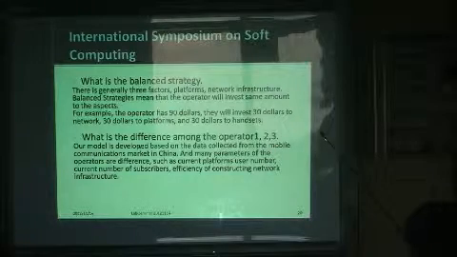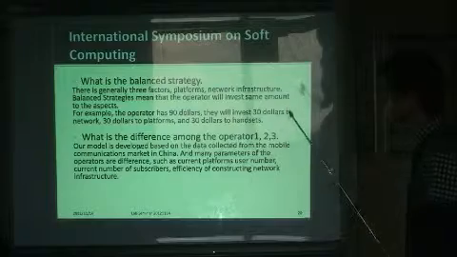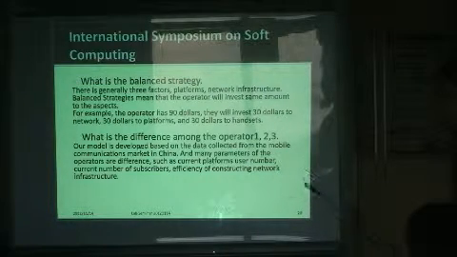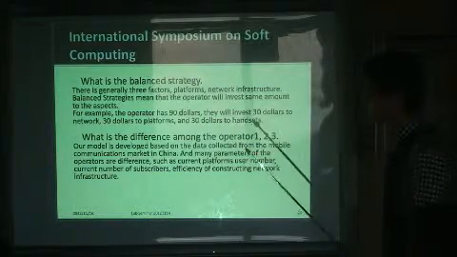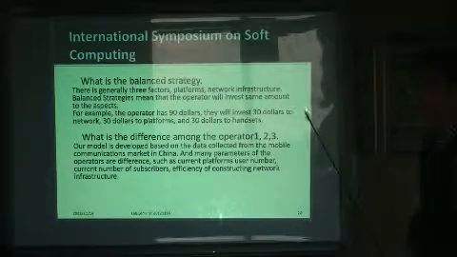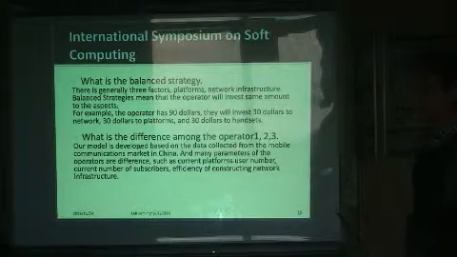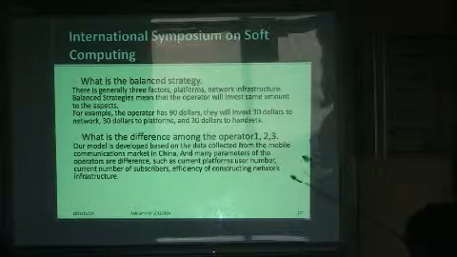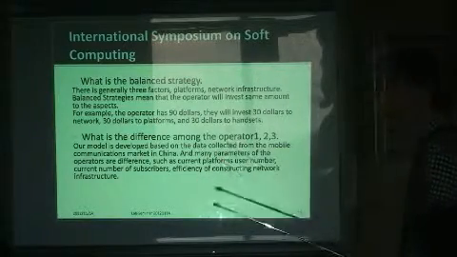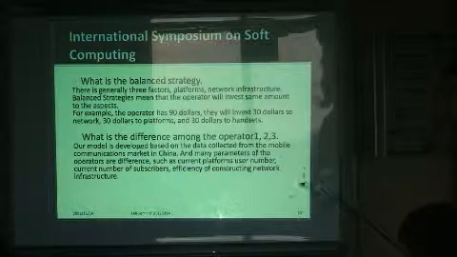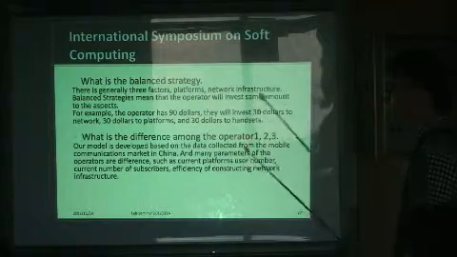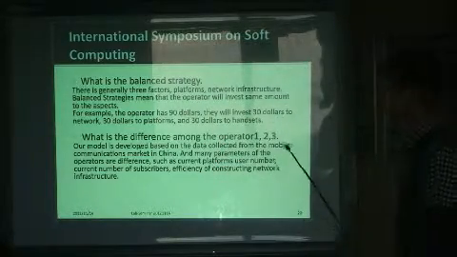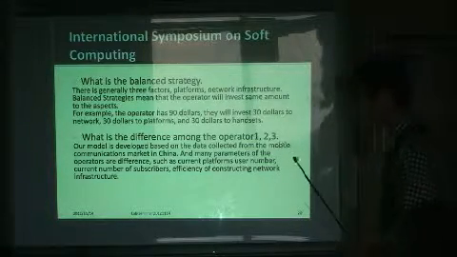Another question was raised by Professor Terano, and he asked what the difference is among approaches 1, 2, and 3. We give the answer as follows. The difference is quite obvious, because our model is based on real data collected from the mobile communication market in China, and many parameters of operators 1, 2, and 3 are different. For example, we have different numbers of platform users and subscribers, and also different efficiencies of constructing network infrastructure, which means that, for example, operator 1 may cost more to build a certain amount of network infrastructure compared with other operators.